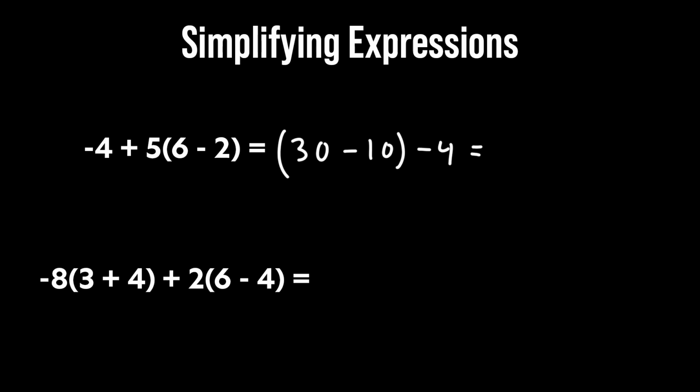So we have 30 minus 10 minus 4. So that's 20 minus 4, which is 16. So that's our answer. Let's try a little harder equation here.